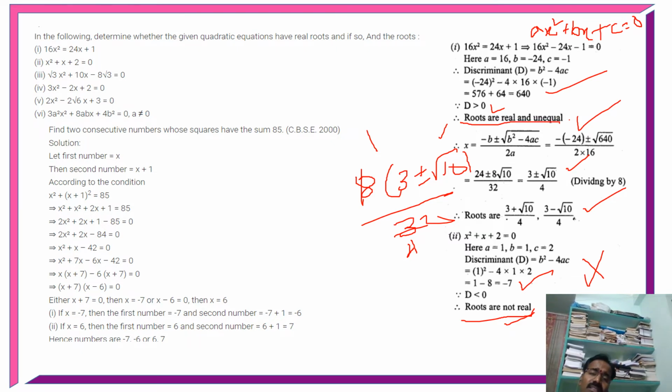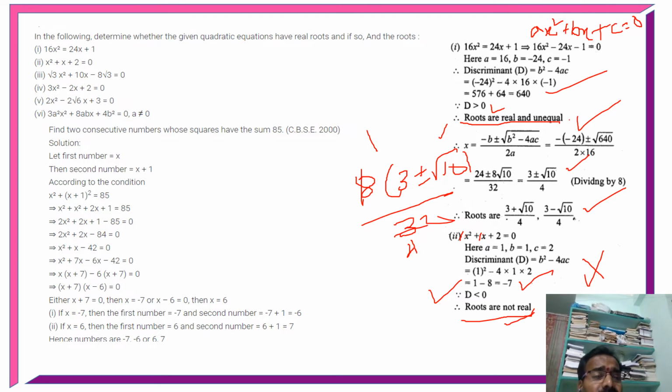But in the second case, if you compare with the standard form ax square plus bx plus c equal to 0, a value with no number means 1. So a is 1, b is 1, c is 2. We substitute in b square minus 4ac: 1 minus 4 times 2, which is minus 7. The discriminant is less than 0. So roots are not real numbers, they are imaginary numbers. So no need to find them, leave it.